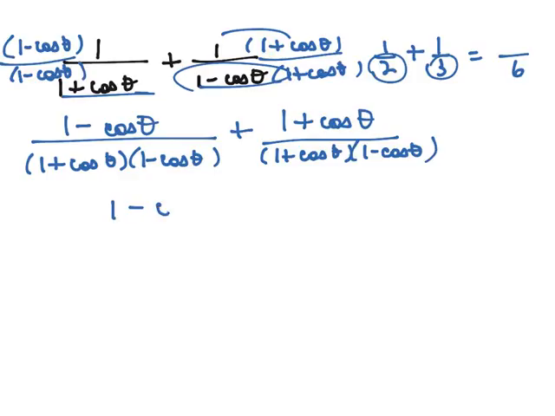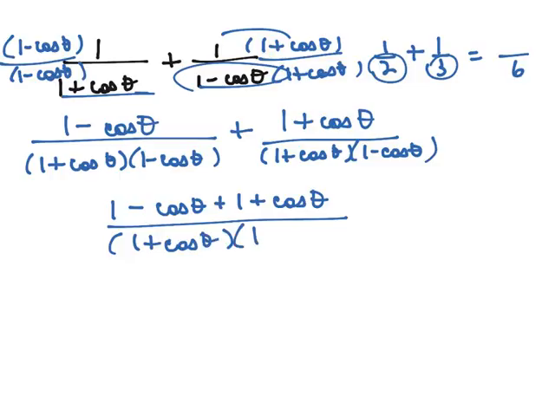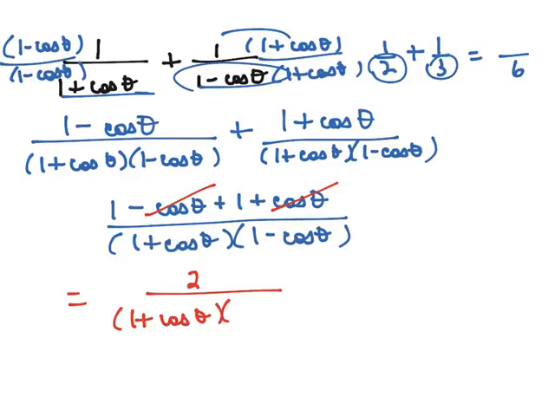So we have 1 minus the cosine of theta plus 1 plus the cosine of theta all over 1 plus cosine of theta times 1 minus cosine of theta. And then combining like terms, we'll see that our negative cosine and our positive cosine add to equal 0. And so we end up with our numerator, 1 plus 1 is 2, over 1 plus cosine of theta times 1 minus cosine of theta.